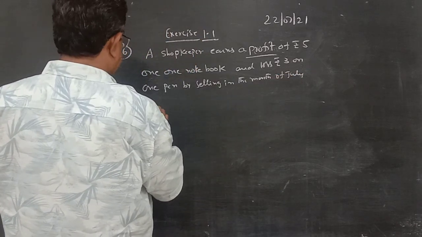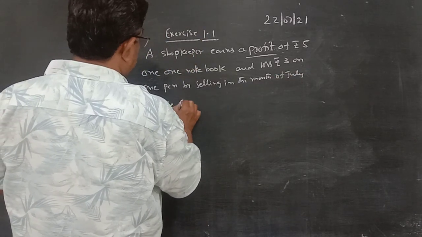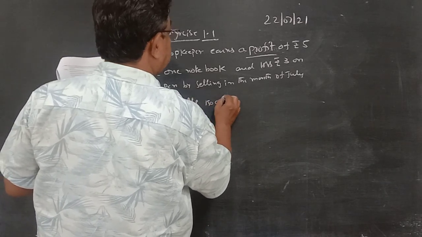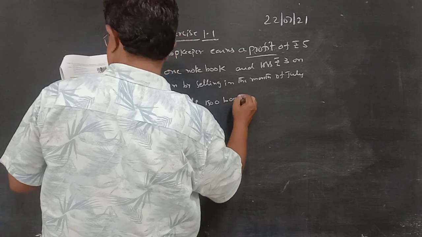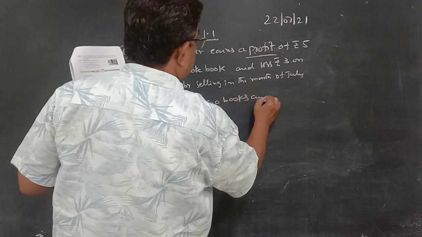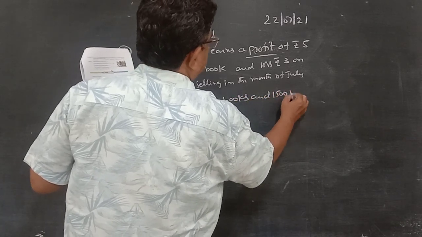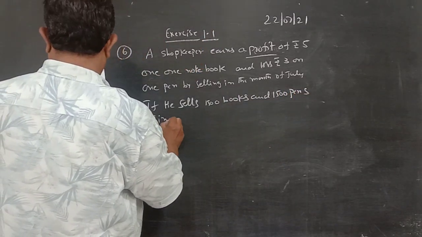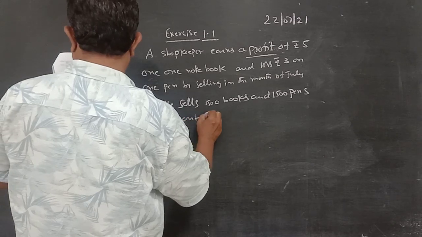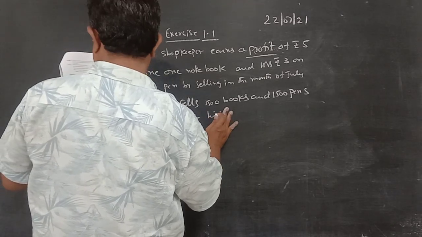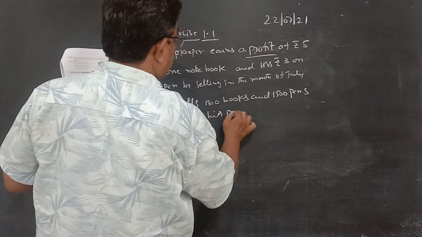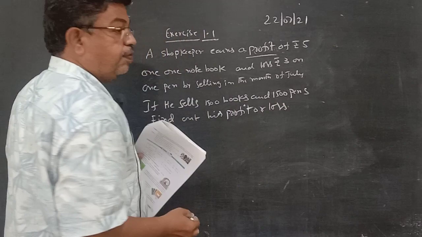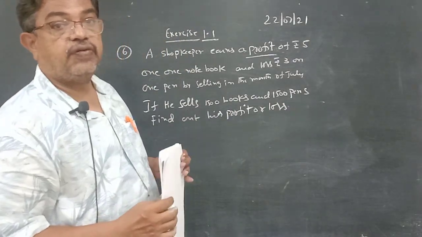If he sells 1,500 books and 1,500 pens, find out his profit or loss. So on the whole, whether he gets profit or loss, we want to find out.